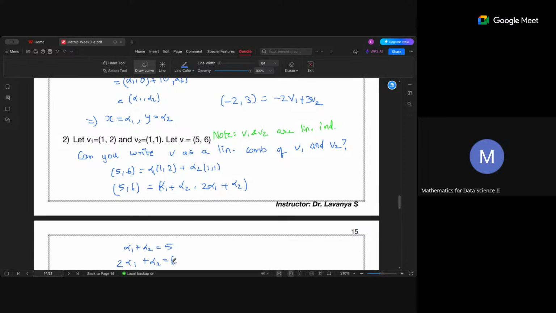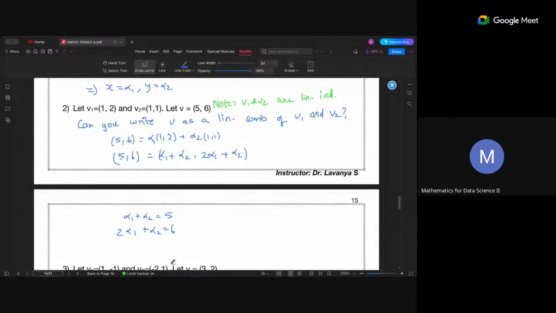System of linear equations, and check whether there is a solution or not. Alpha 1 is equal to 1 and alpha 2 is equal to 4. Yes, the first equation is satisfied. The second equation is also satisfied. So the answer to the given question is yes, you can write V as a linear combination of V1 and V2.